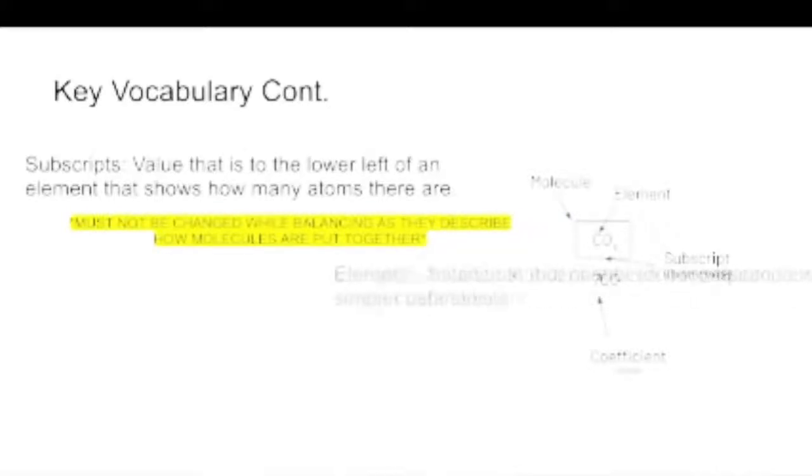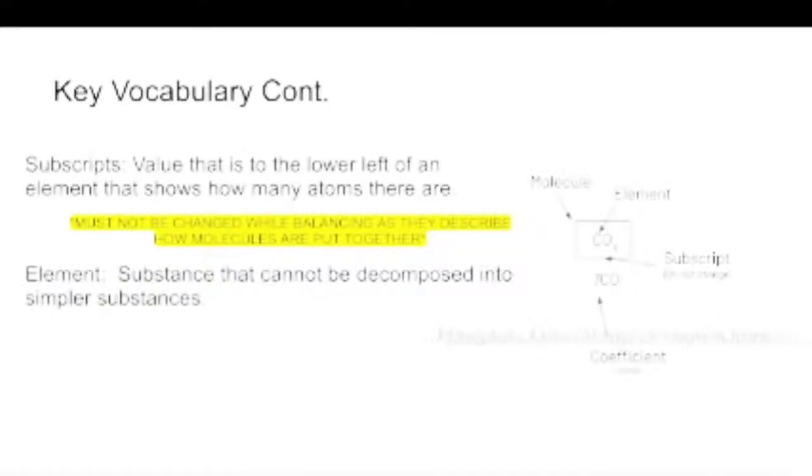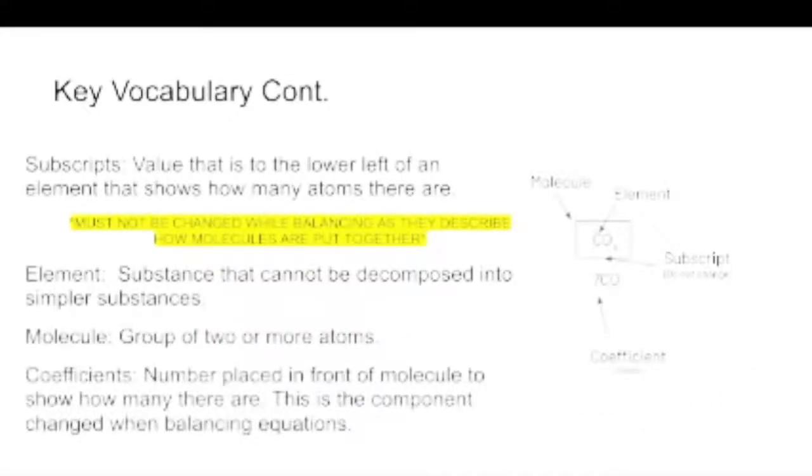Furthermore, another important component of balancing equations are subscripts, which are the little numbers you see on the right side of the elements. Do not change them, as it describes how molecules are put together. The numbers on the left of the molecules are called coefficients. You can change those and even multiply them by subscripts to get new values.